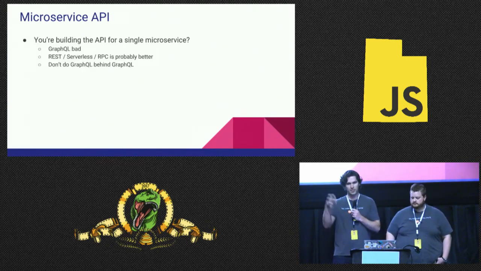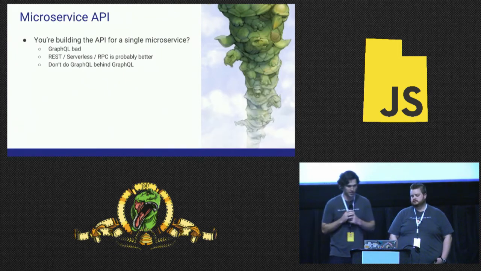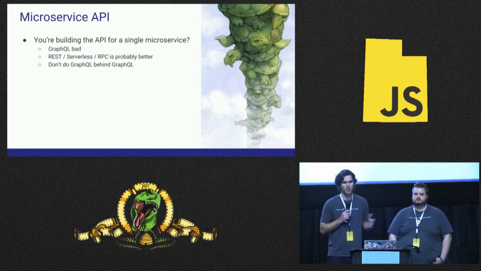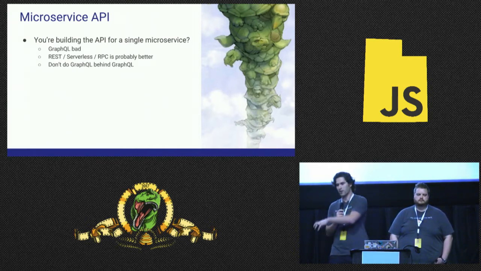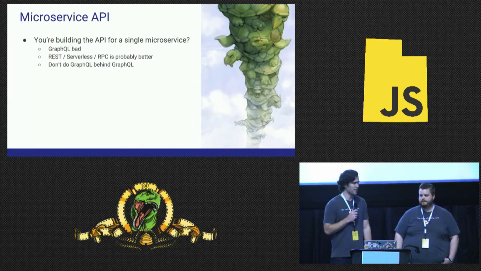If you're building an API for a single microservice, GraphQL is probably going to be too much, too bulky. You're probably better off using REST or RPC or something similar. GraphQL doesn't seem to work very well behind GraphQL. We've tried it. We thought, that'd be great. But microservices, turtles all the way down, isn't a great way to go about GraphQL.